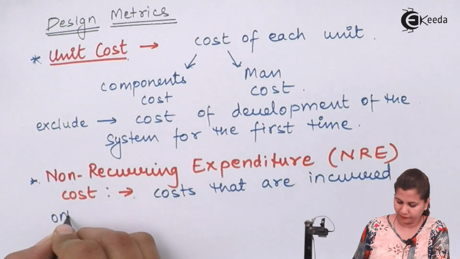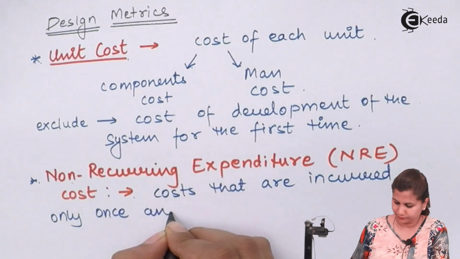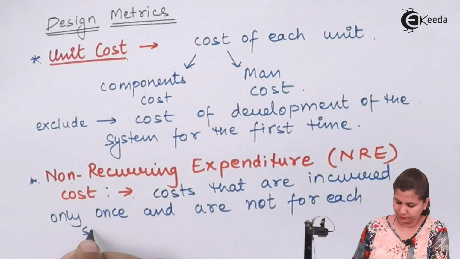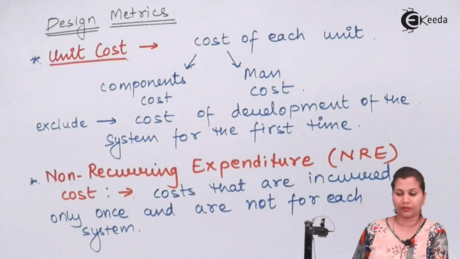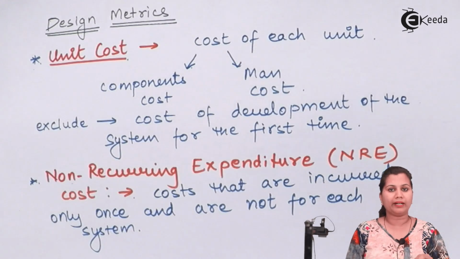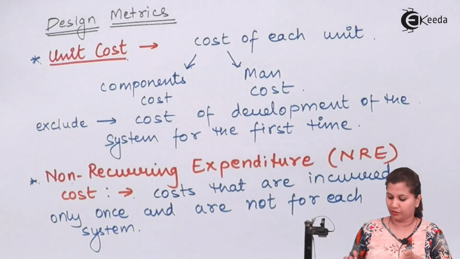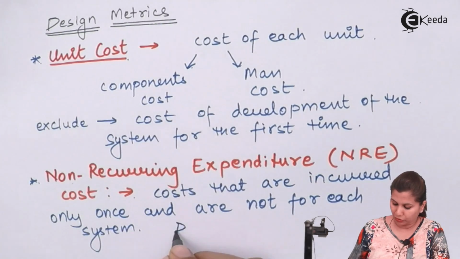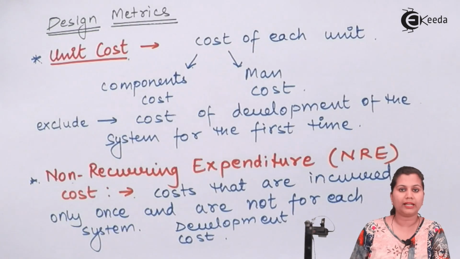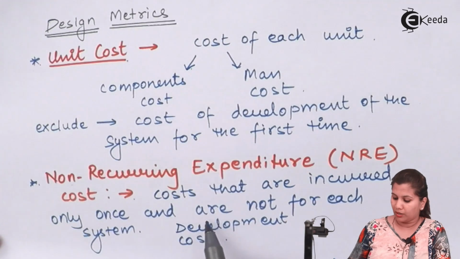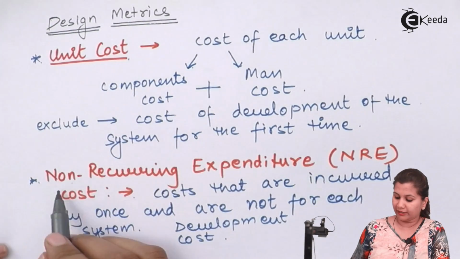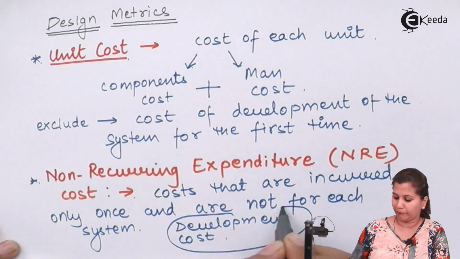Costs that are incurred only once and are not for each system. Every time there is no need to do the expenditure. One time you have done the expenditure, then it is done. Now this type of cost will include the development cost, and the other investments that are to be done. So in the unit cost we are including component cost plus the man cost, but development cost is not included. In the second, non-recurring expenditure cost, we are including the development cost.